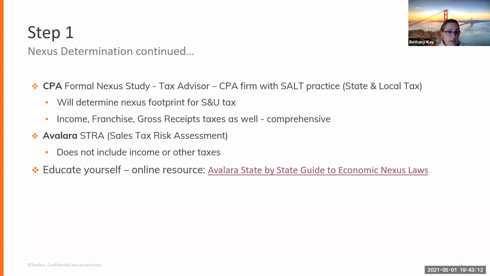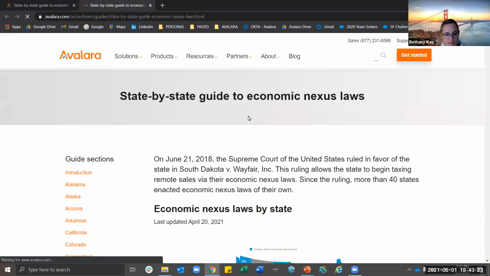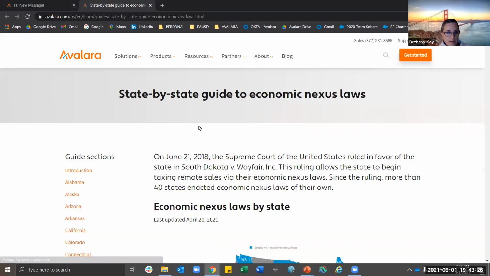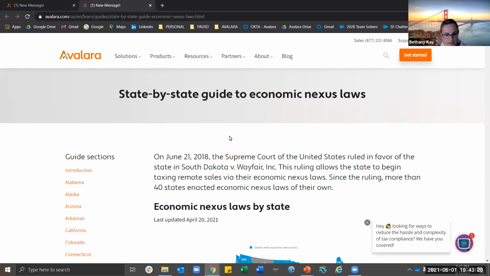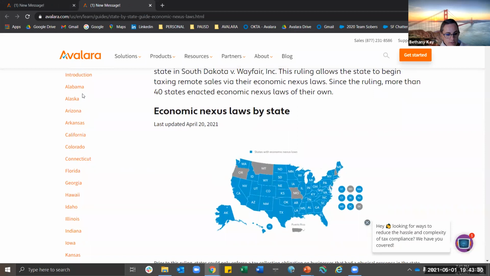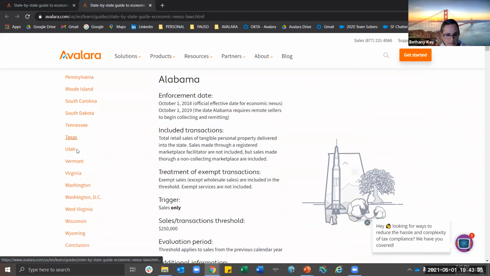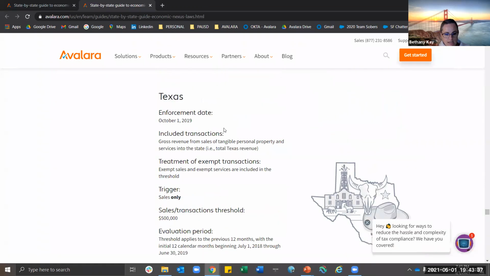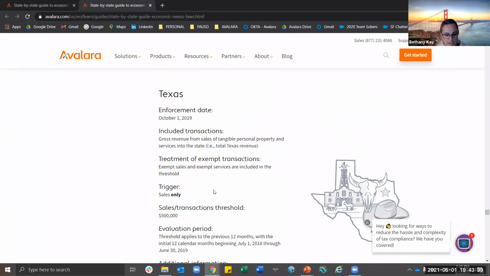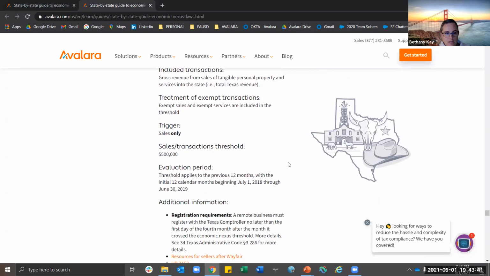Now, one of the other things is, hey, educate yourself. Just going into this, there are some online resources that are really great. And one that I will share with you, of course, is Avalara's State-by-State Economic Nexus Guide. And as you can see, in our Nexus Guide, you can scroll through and choose whatever state you want and find out what their rules are. Like if I were going to Texas, you can see what their transaction volumes are, when their enforcement date is, it's a $500,000 threshold. So it's a great resource for you.